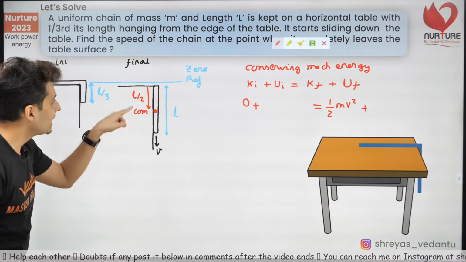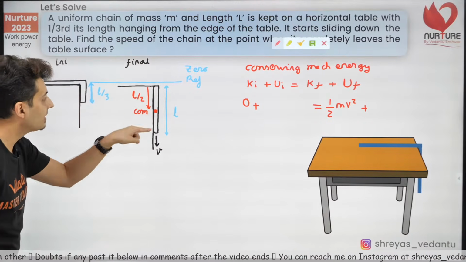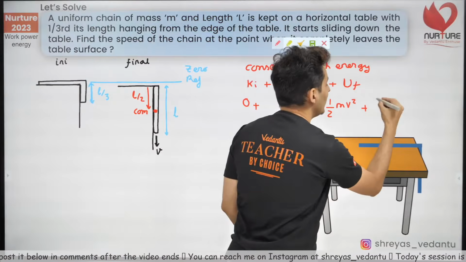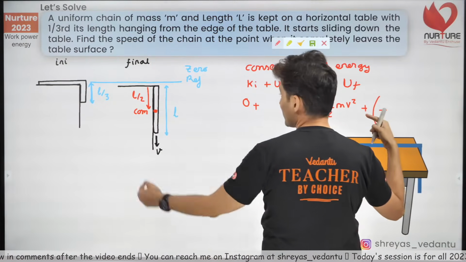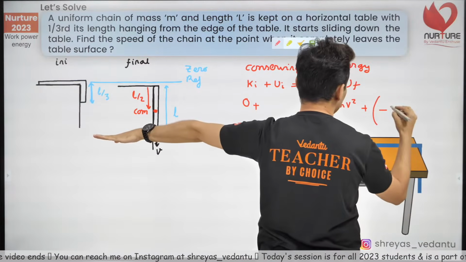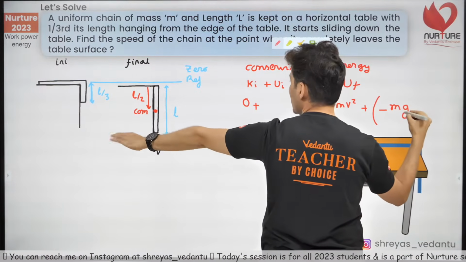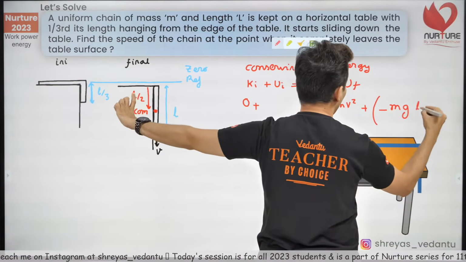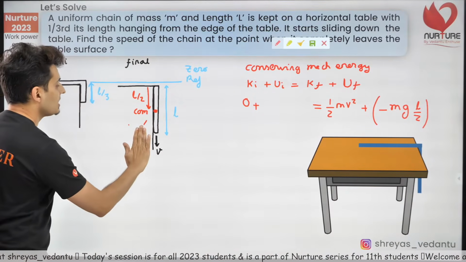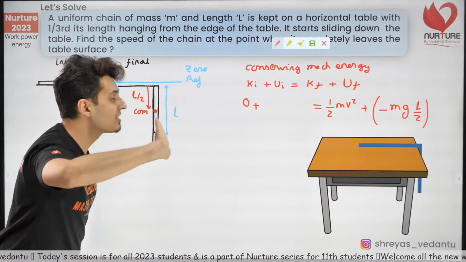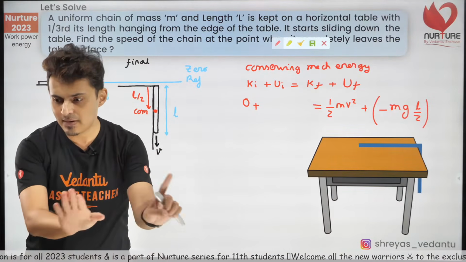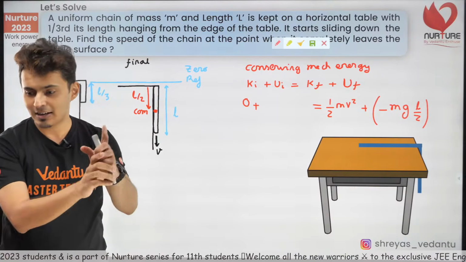So the potential energy of that entire chain, because it's below, be careful, it will be minus. Why minus? Because it is below. If it was on the top, plus, but it's below. So minus mg, and this will be L by 2. That's the catch. A lot of people make a mistake and they write mgl over here. It is not mgl, it is minus mgl by 2. I hope this makes sense. Everybody clear?